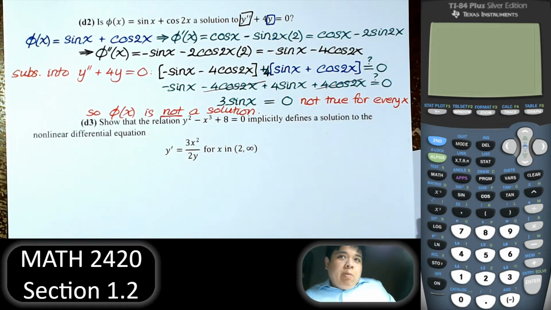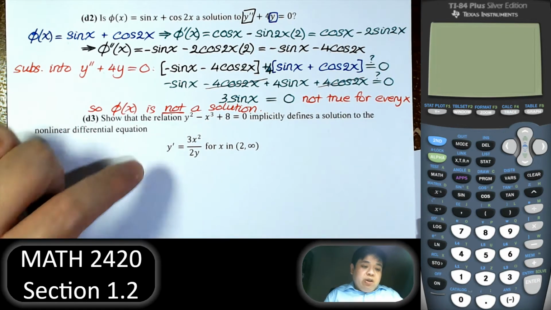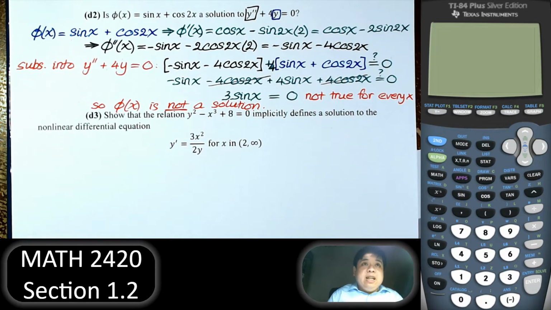So it's simple enough. Very simple. Just take the derivative, put it in the equation, and check. Now, this is a foreshadowing of what we have in the next part.